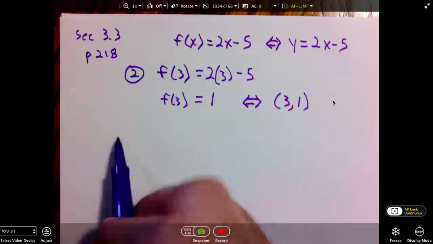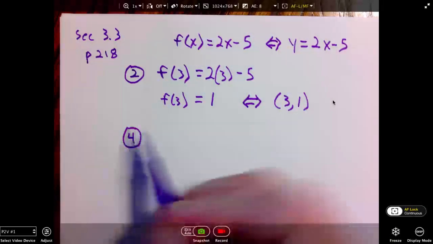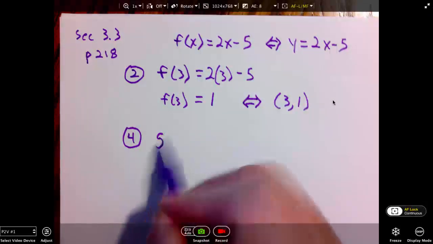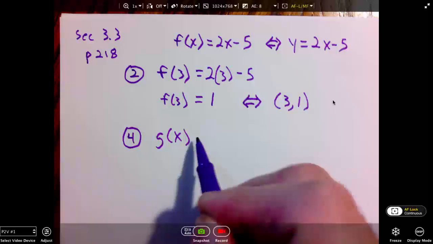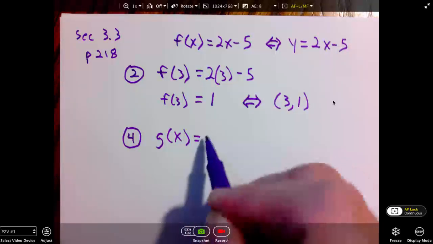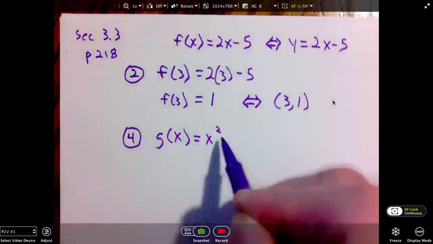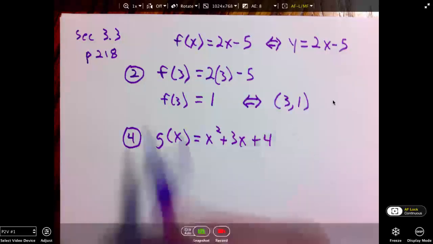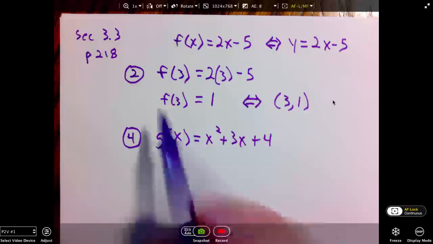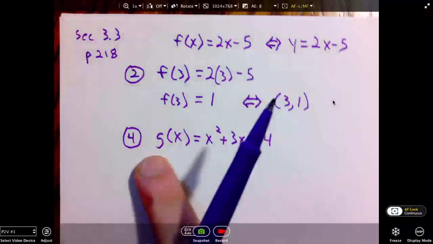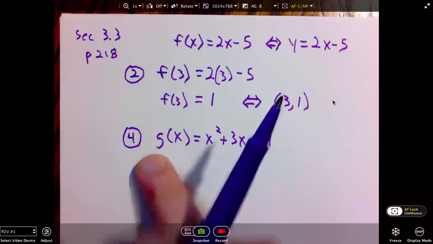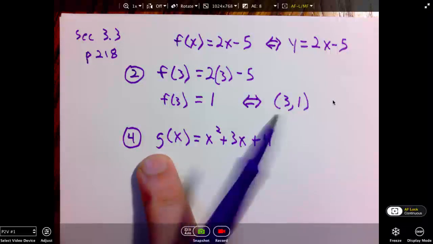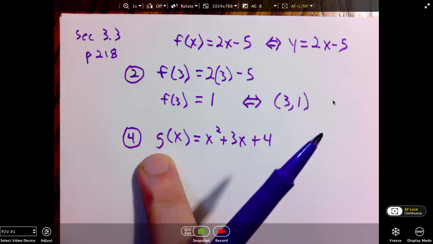Next, number 4. Number 4 deals with the g function, so let's start there. G of x equals x squared plus 3x plus 4. First, this f and g on the outside here is simply the name of the function. It could be a, b, c, d. It's totally arbitrary what these letters outside are. It's just a way for us to distinguish between these two.